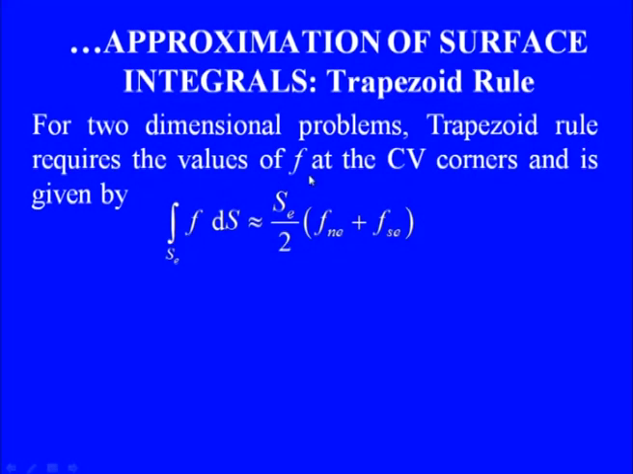Next, for two dimensional problems we can use the trapezoid rule, which will require the values of f at CV corners, and this is given by the integral of f dS approximately equal to S_e by 2 times (f_ne plus f_se). What we do is approximate the value over the cell face as an average of f_ne plus f_se, multiply that by the area, and this gives us the value of this surface integral. The trapezoid scheme again has second order accuracy.